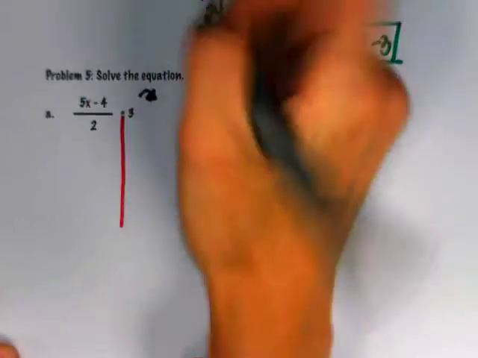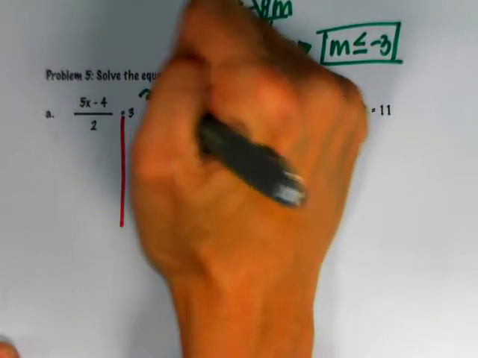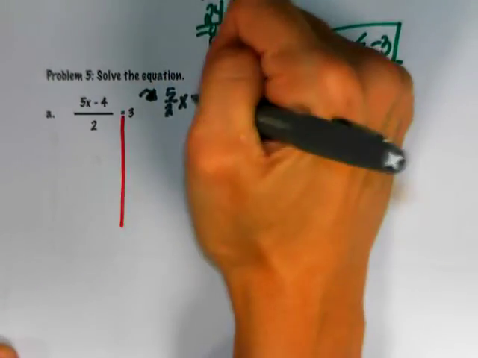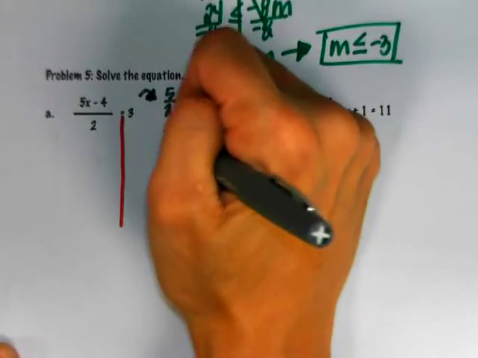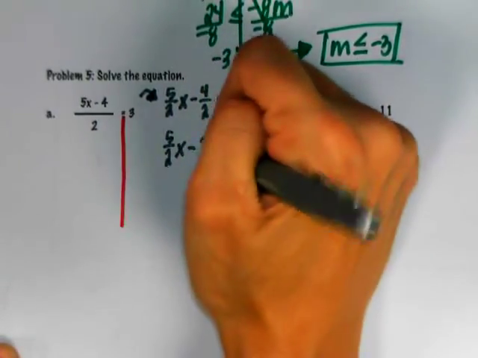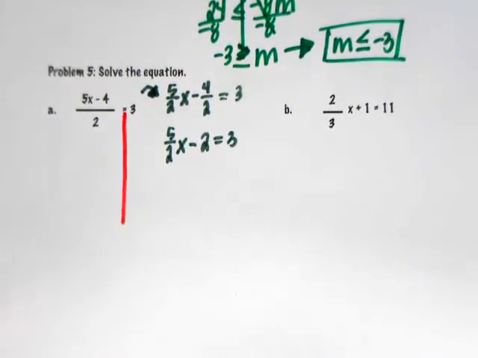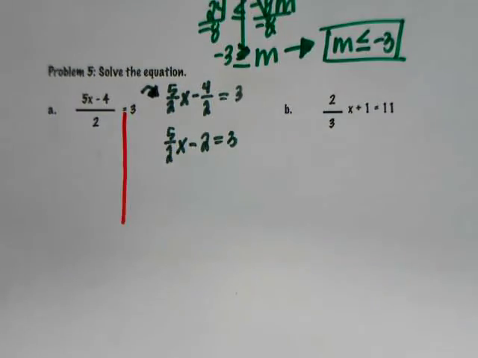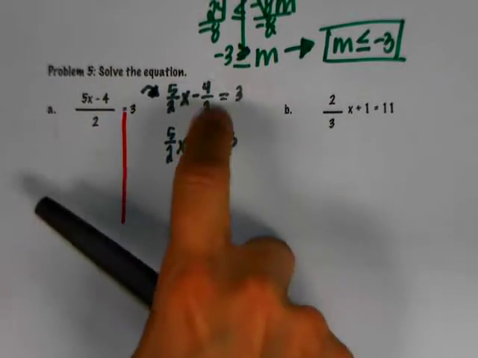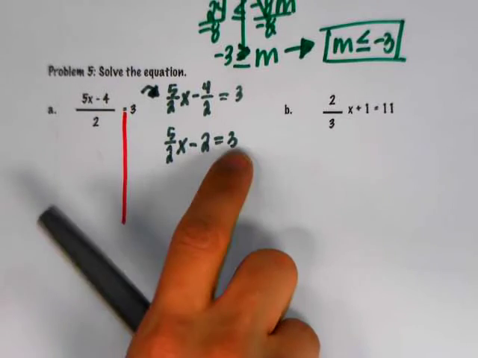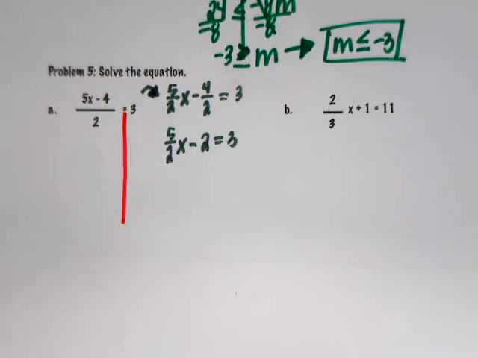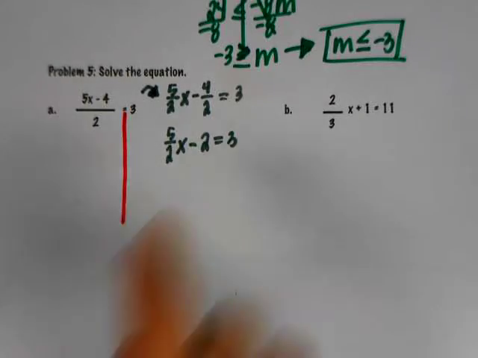You could do this, like split up the division and do 5 over 2x minus 4 over 2 equals 3, and simplify that. 5 over 2x minus 2 equals 3, and then it's going to look like that to solve, okay? However, what ends up happening when you do it that way is sometimes this doesn't make a whole number, like it doesn't divide evenly, and then you're kind of stuck adding or subtracting a fraction over, which means getting a common denominator and all that stuff. So that can be kind of a pain in the butt.